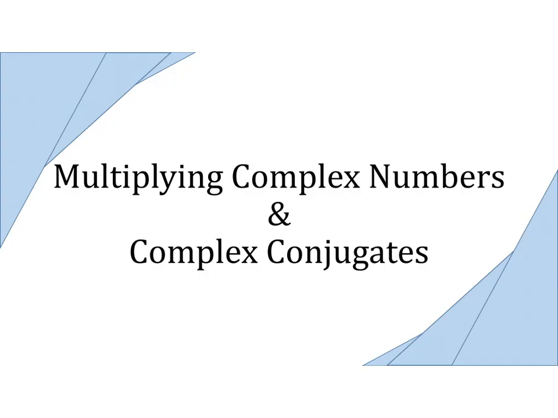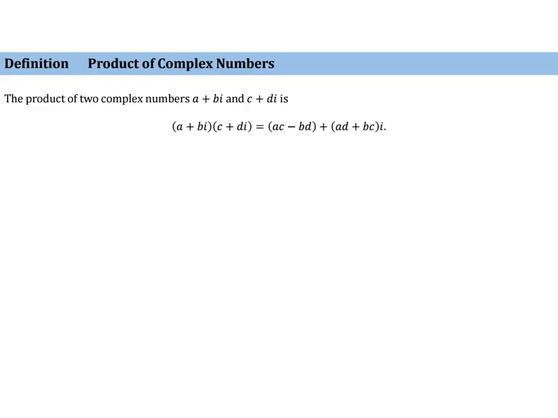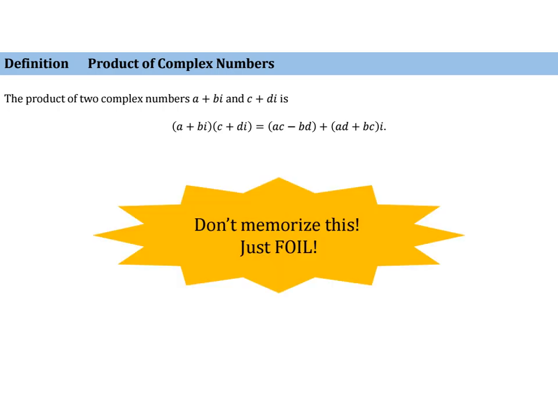So now that we know how to add and subtract, let's go ahead and learn how to multiply complex numbers. Then we will learn about something called complex conjugates in the process. So there is a somewhat difficult formula for finding the product of two complex numbers. Don't memorize it, just FOIL it. And then remember that i squared equals -1.